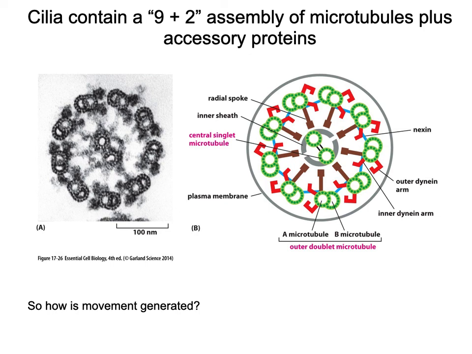So if you look in panel B, you can see that we have, in the red, the dynein, and you can kind of think of this as like a ratchet. It's going to be grabbing, and so that's going to allow for this kind of turning and flexing of these microtubules.